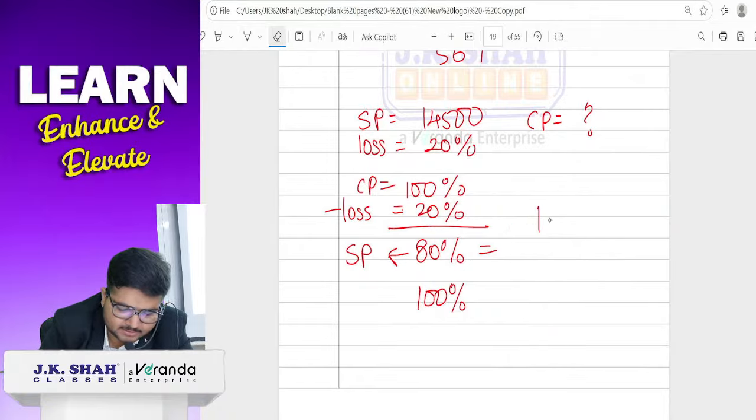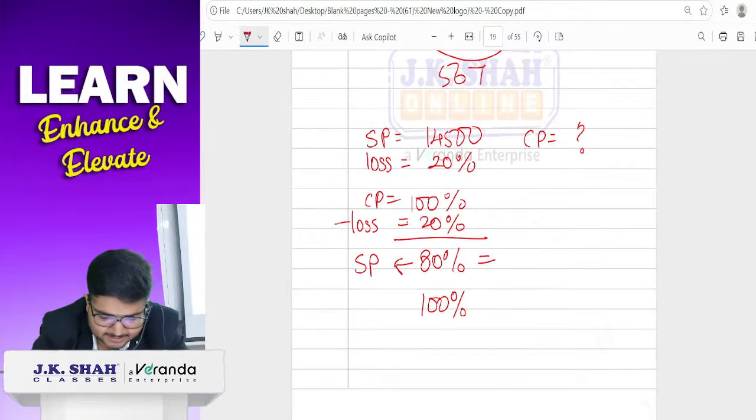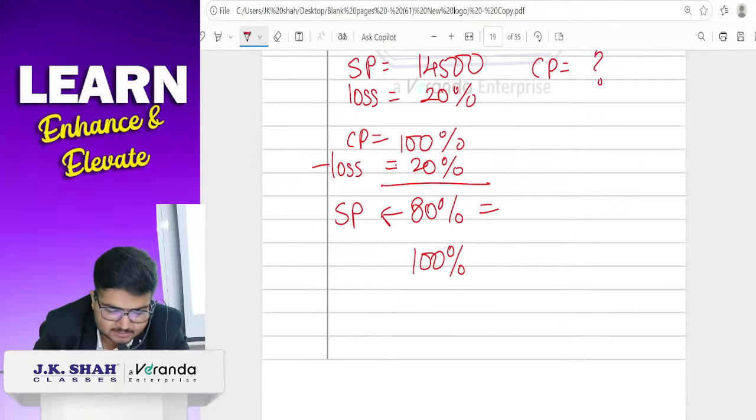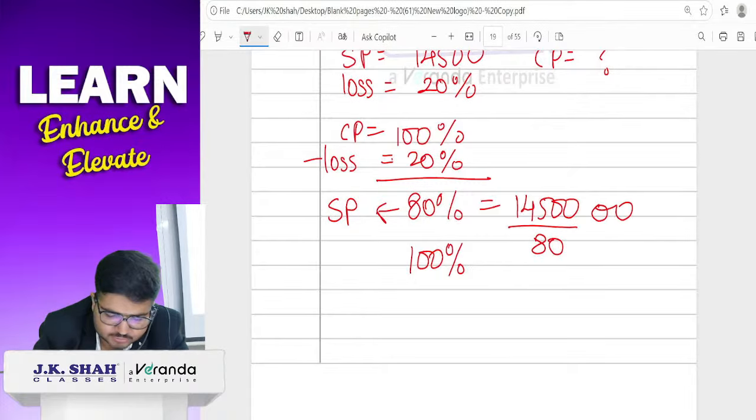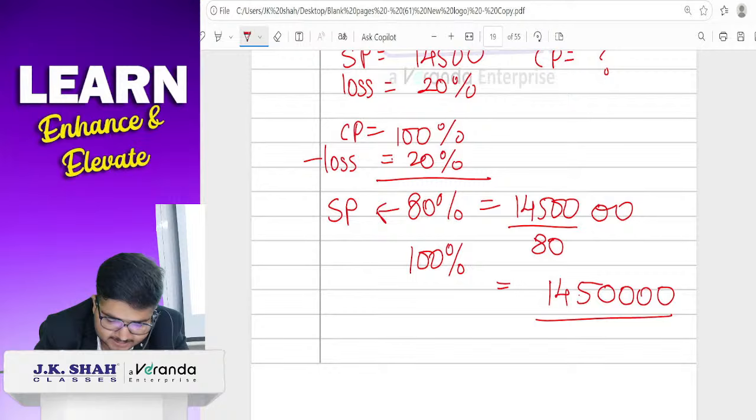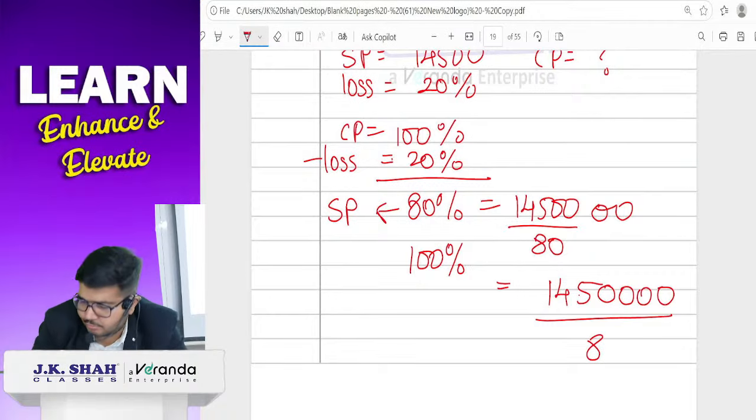Let us wait, just give me one more chance. I'll explain this in a better way. Now this was 14500, and this is 80%, so I will divide it by 80 and I will put 2 zeros. When I put 2 zeros, can I write it like this? 1450000. I just added 2 zeros with it. Now I will divide it by 80.